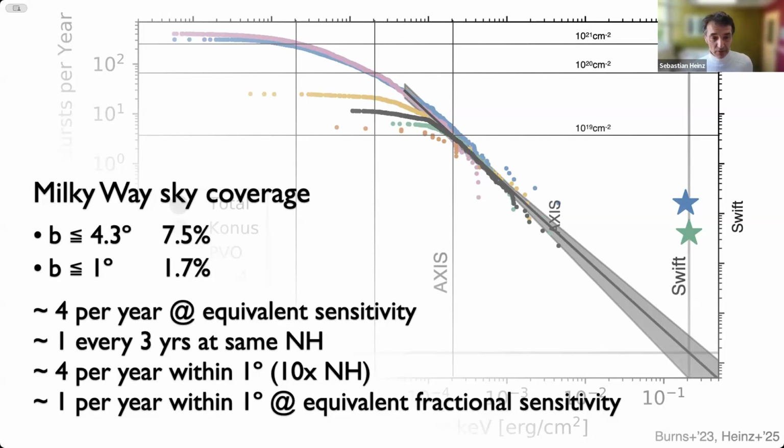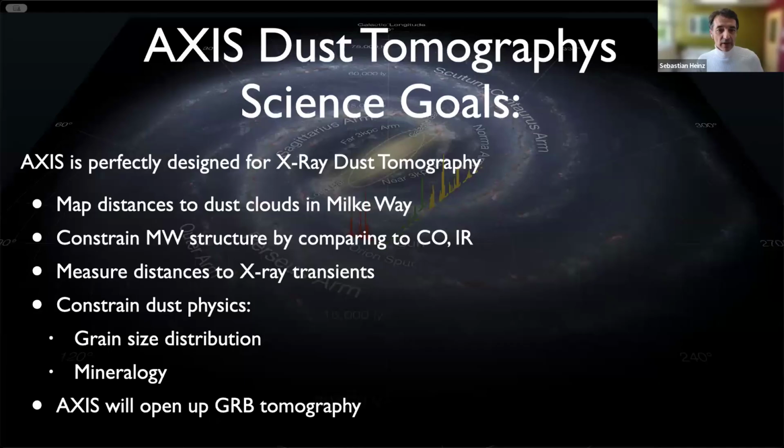And so, you saw the column density histogram. We detect most of the galaxy, and about 1 per U that has equivalent fractional sensitivity per kiloparsec. So I hope I convinced you that AXIS is perfectly designed for X-ray dust tomography. This could be a great app for AXIS.